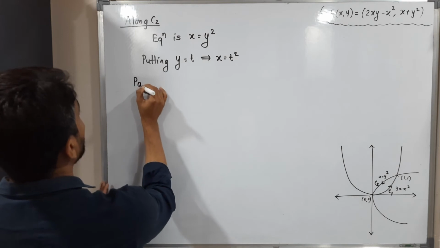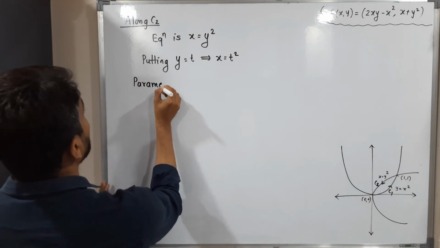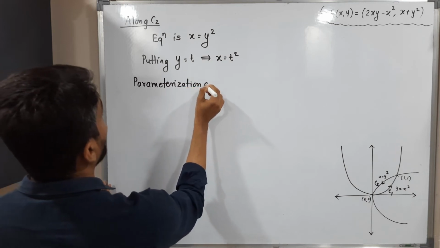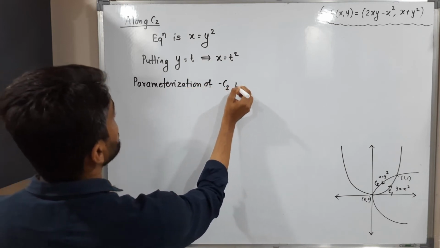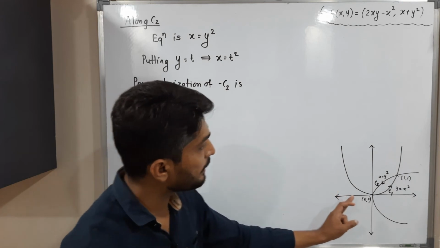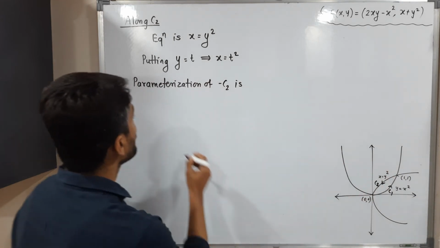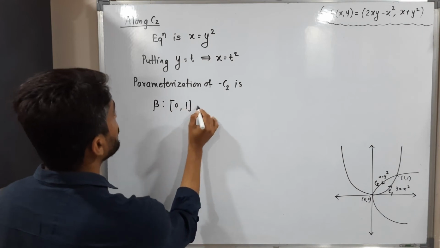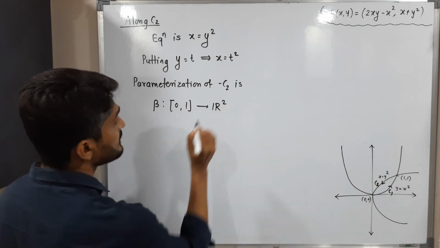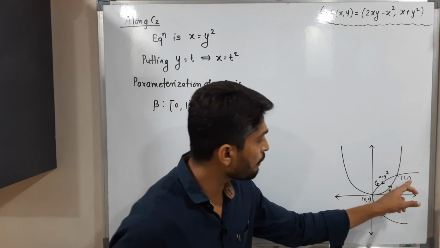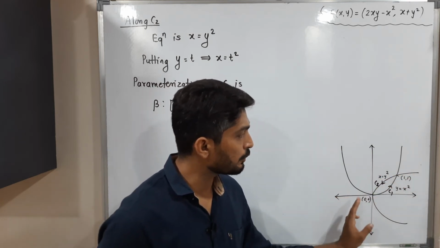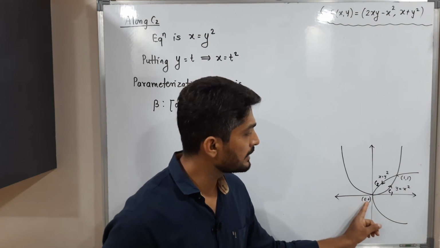Parameterization of minus C2 is minus C2, that means I am taking the opposite direction. So minus C2 I am calling beta. Now it is from 0 to 1, getting? If you consider C2, it will be from 1 to 0. But if you consider minus C2, it will be from here to there, so it will be from 0 to 1.